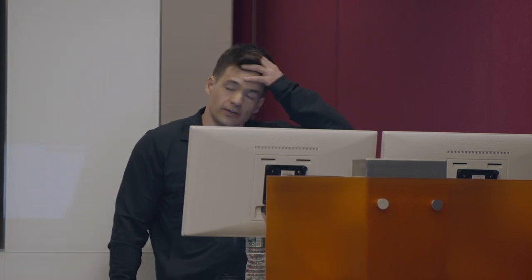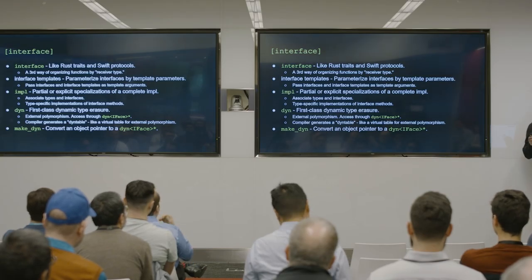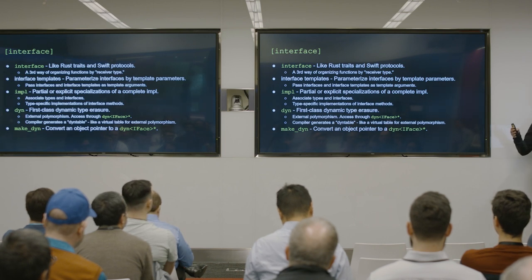This is like a Rust trait or a Swift protocol. It's a third way of organizing functions by receiver type. I have interfaces. I have interface templates. I have impls, which is how you explicitly indicate that some type satisfies the requirements of the interface. I have the dyn keyword. This is a first-class dynamic type erasure. This is exactly like Rust dyn.